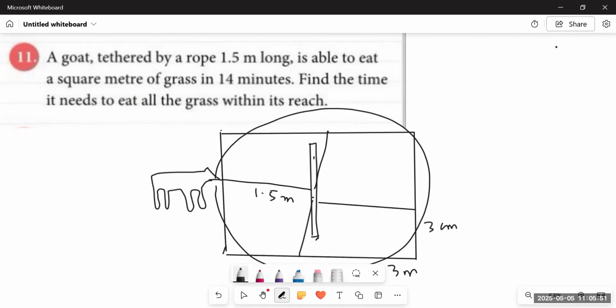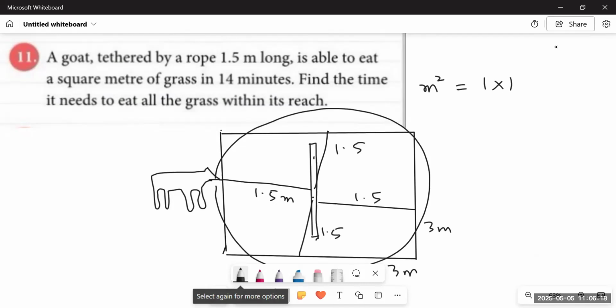Because 1.5 here and 1.5 here. Similarly, 1.5 up, 1.5 down. So it makes a total of 3 meters length and 3 meters breadth. Now, they're saying that this goat is able to eat a square meter of grass. Square meter means meter square. Meter square means 1 by 1.